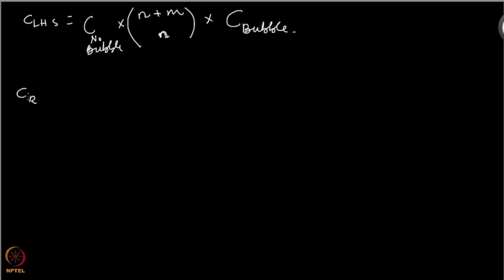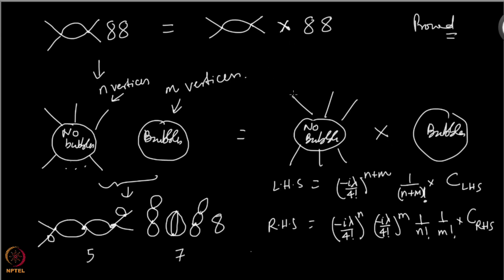Okay, let's look at the right hand side. The right hand side had just C corresponding to no bubbles times C bubbles. Because you just multiply the combinatoric factor you get from here, and then what you get from here. Now I should see whether, if I include these factors, they match.